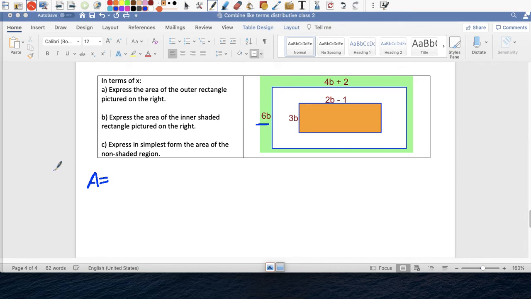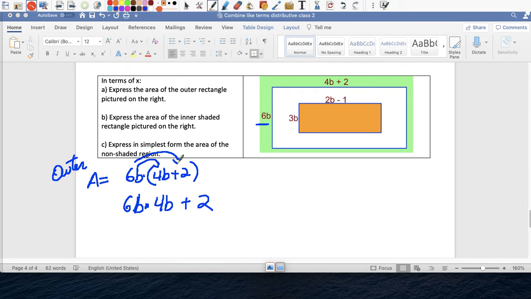So the area of the outer rectangle is going to be 6b times (4b plus 2), right? Because the length is expressed by 4b plus 2. You can't write 6b times 4b plus 2, because if you wrote that, 6b is only multiplying 4b, it's not multiplying the 2 on the outside. So you want 6b to multiply this and that, so that's why we write it in parentheses.